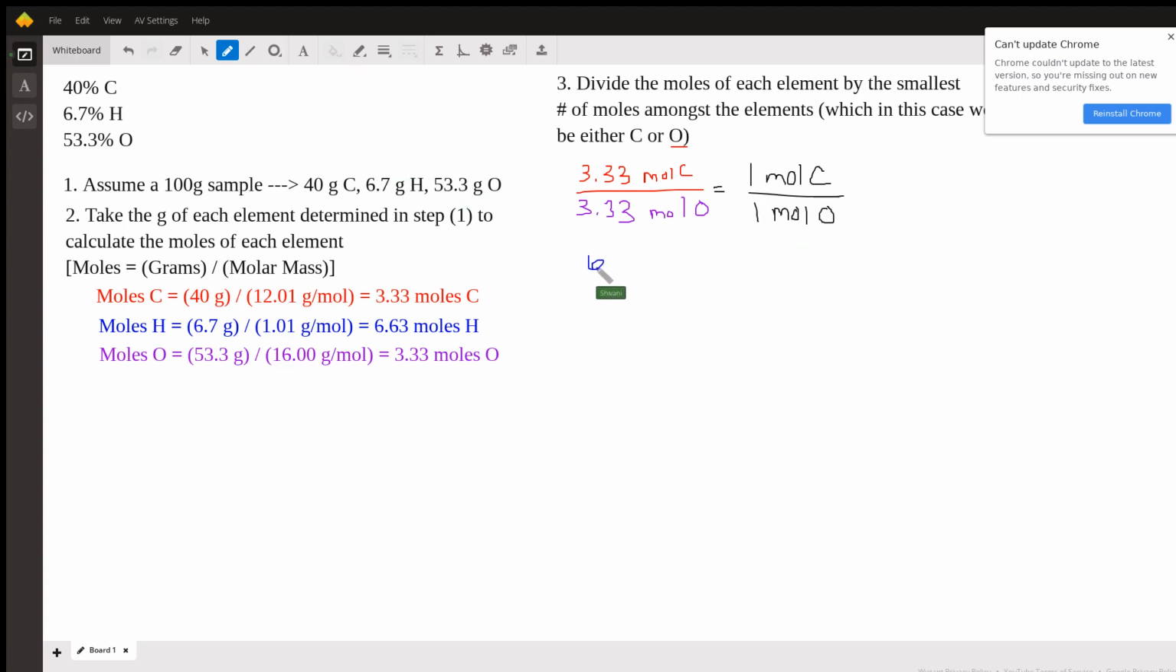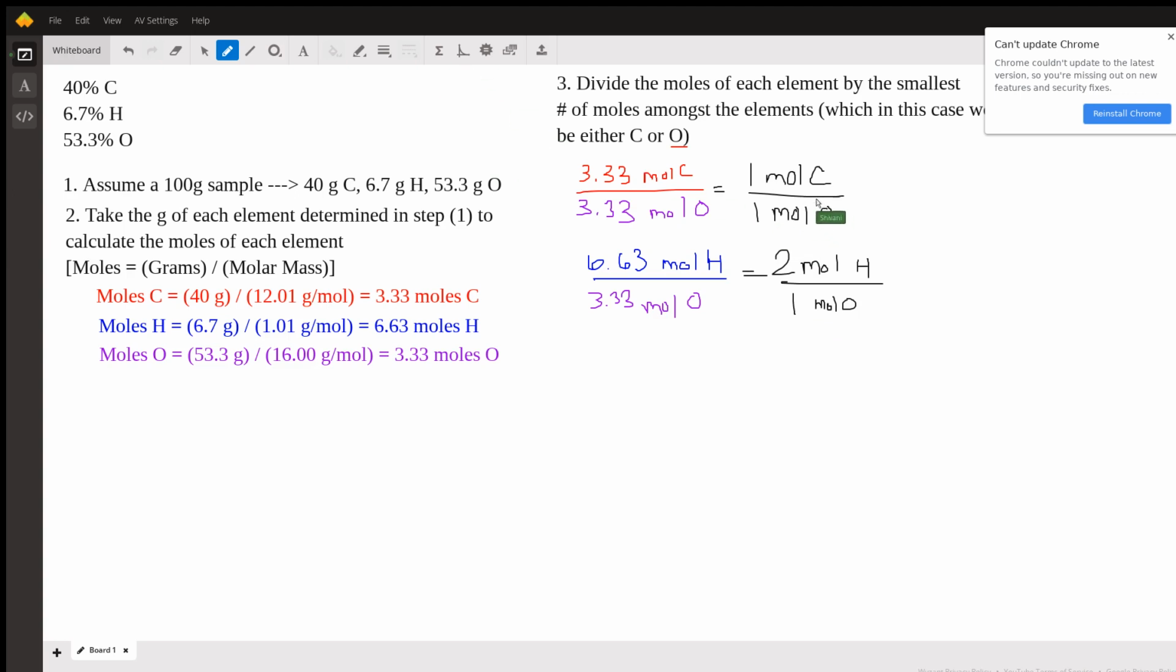And then you have 6.63 moles hydrogen divided by 3.33 moles oxygen. Then you would get 2 moles hydrogen for every 1 mole oxygen. So now we can determine the empirical formula.